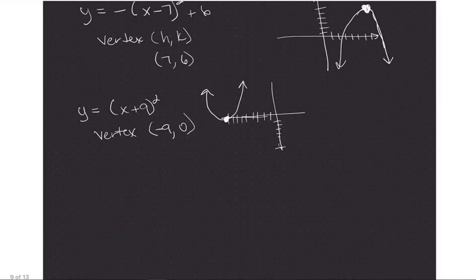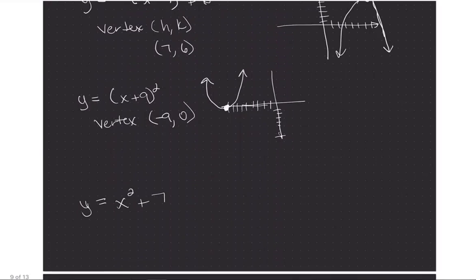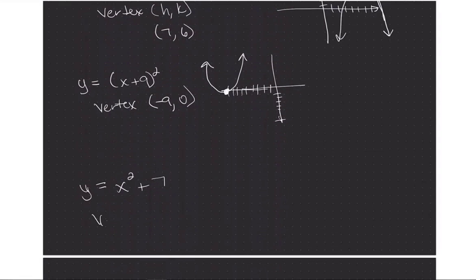All right, I got one more for you. What if we had y = x^2 + 7? But it's still going to be the 7. All right, 7, 0. Well, it's not in the parentheses, so it doesn't mean the same thing. Could you rewrite this as y = (x + 0)^2 + 7? It's the same thing.